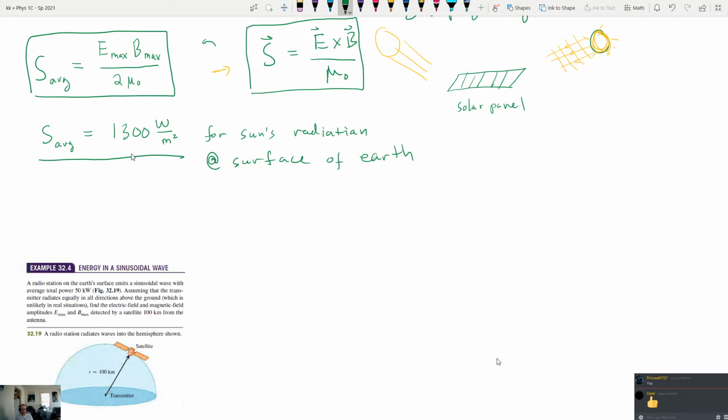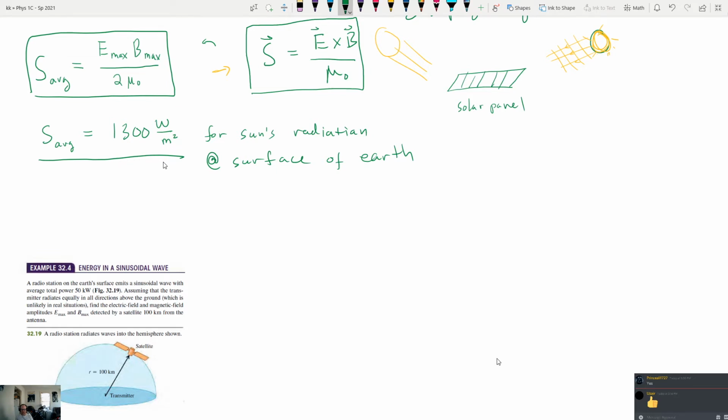You could predict that if you went closer to the sun, what do you think this would be? Would it get bigger or smaller? Like if we were on Mercury, do you think the average is going to be bigger, right? If you're closer to the sun, it's just going to be bigger. That's where the source of the light is. So on the surface of the Earth, this is the average value of the Poynting vector, right? So we can use this to do all kinds of different things.